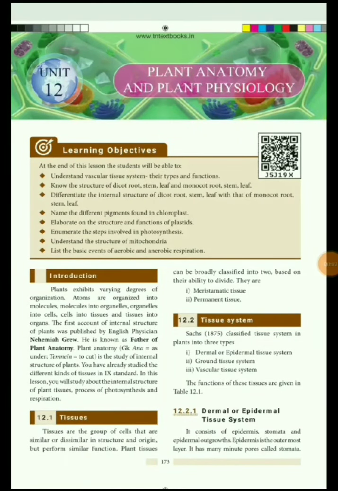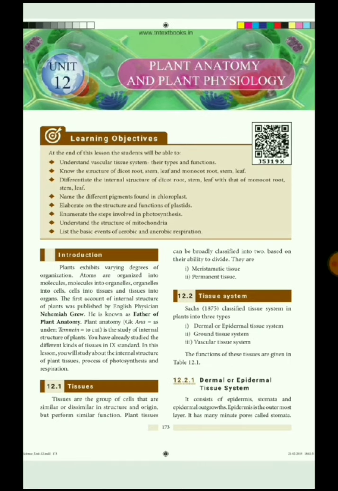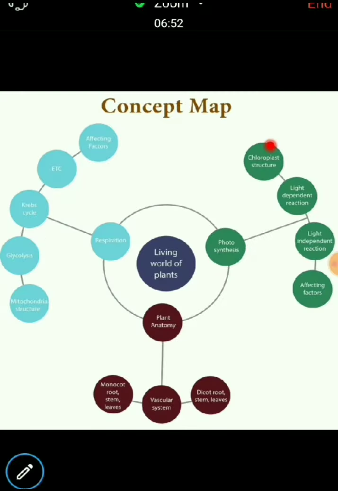Hello students, today in this video we will see about the classification of tissue system in plants by Sachs. This topic is found in Unit 12 of Science, which is the first lesson in biology. This lesson is about plant anatomy and physiology. Before moving further, we will see what we are going to learn in this lesson.